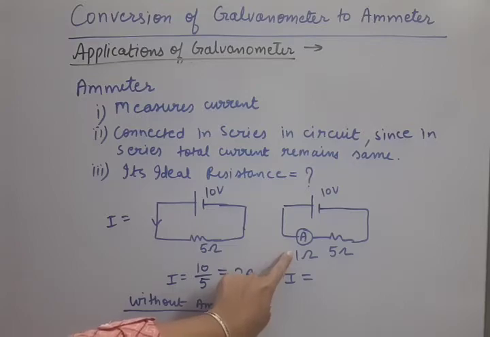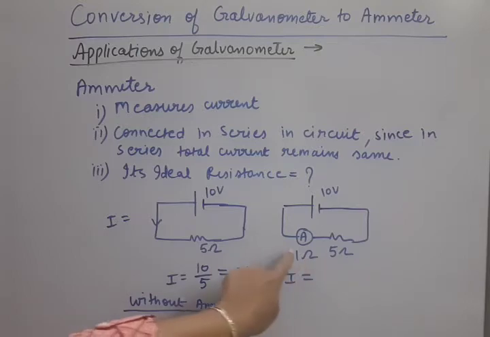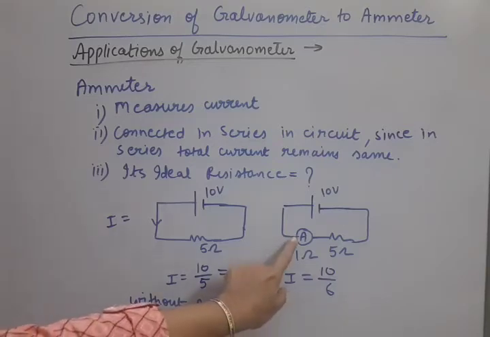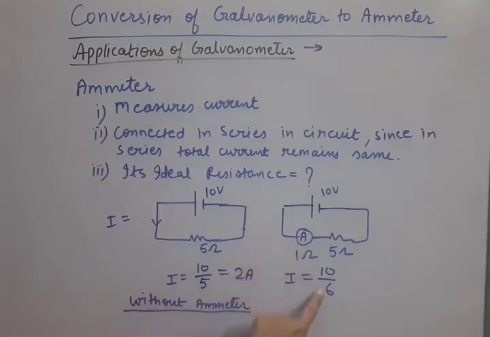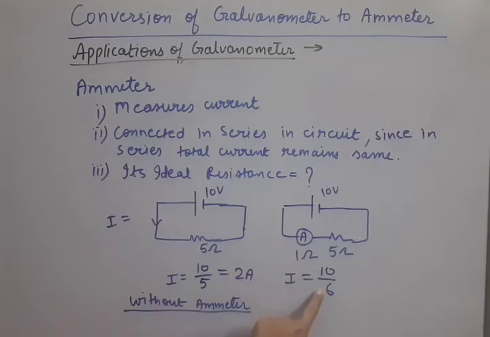So now you see that the total resistance in the circuit has changed. Total resistance is now 6. So the total current will become 10 by 6, voltage upon resistance. So you see, by connecting the ammeter, the total current changed. The actual current of the circuit was 10 by 5, and after connecting the ammeter, we are getting the current 10 by 6. But it should not happen. The ammeter should not disturb the circuit current.